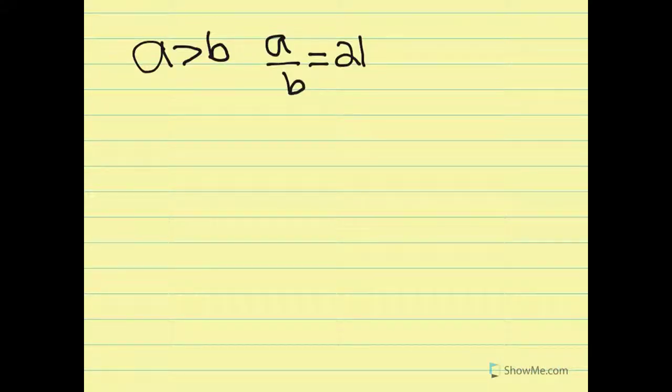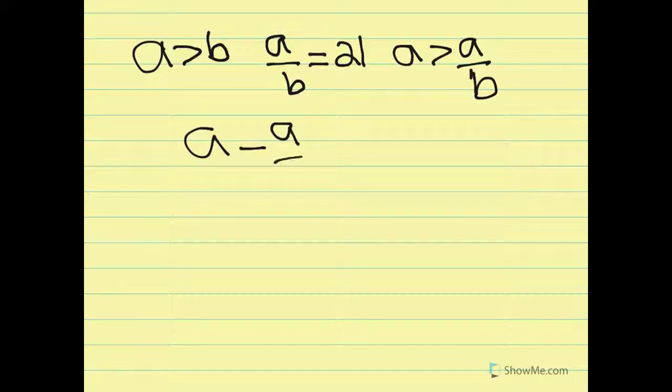And so since we are dealing with positive numbers, we know that a must be greater than a over b, unless, of course, b is equal to 1. But we know that a minus a over b is equal to 21. So therefore, a must be greater than a over b.